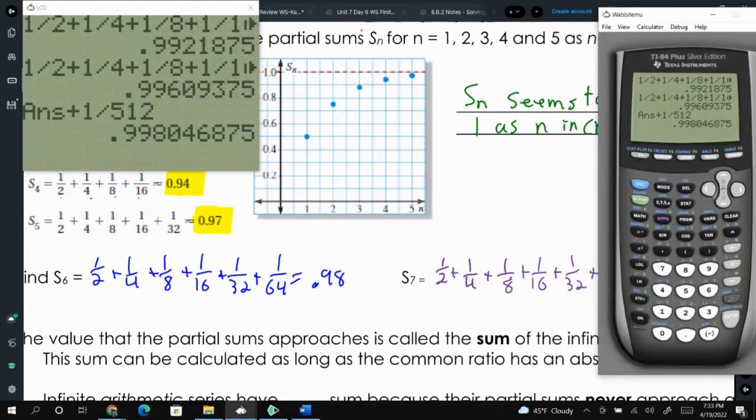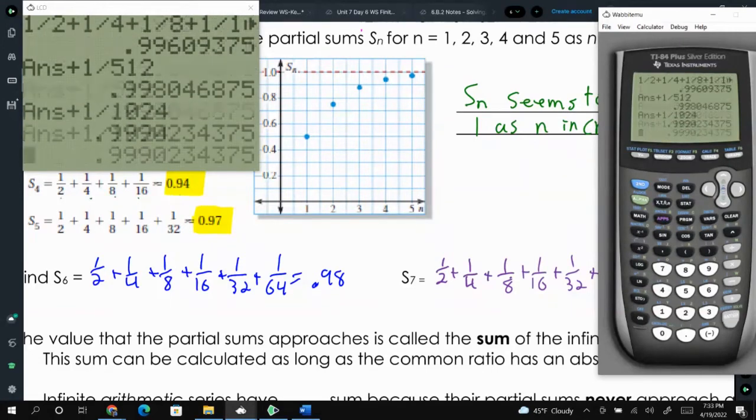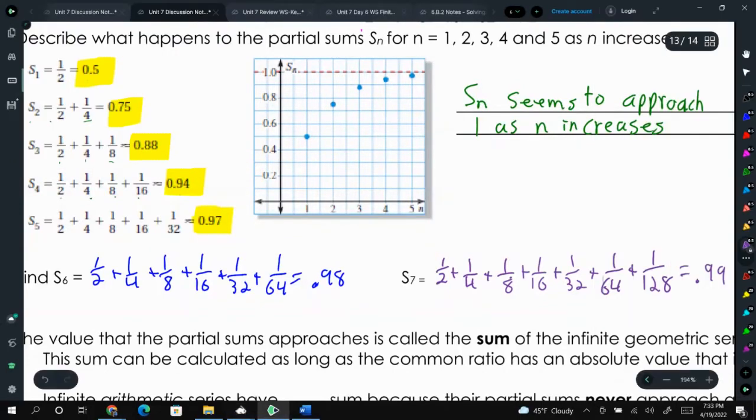Okay, so we're getting close, but again, as we go to the next term and the next term, what we're adding is becoming smaller and smaller. So that is why these infinite geometric series can approach a value even though we're always going to add something to it.